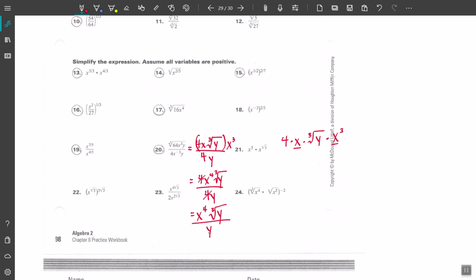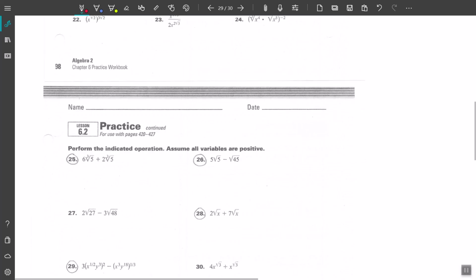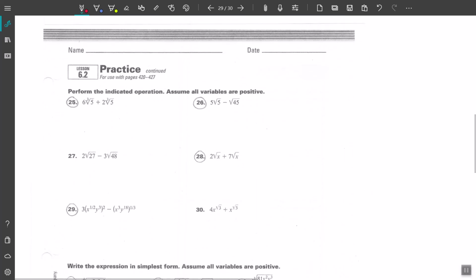We can't cancel the y's because technically this is y to the 1/3 and this is y to the first. So we're going to just leave it like this. This is simplified as far as we can get it. All right, now moving to the back of the sheet, I want you to take a minute to notice the difference in operation between the front and the back here.